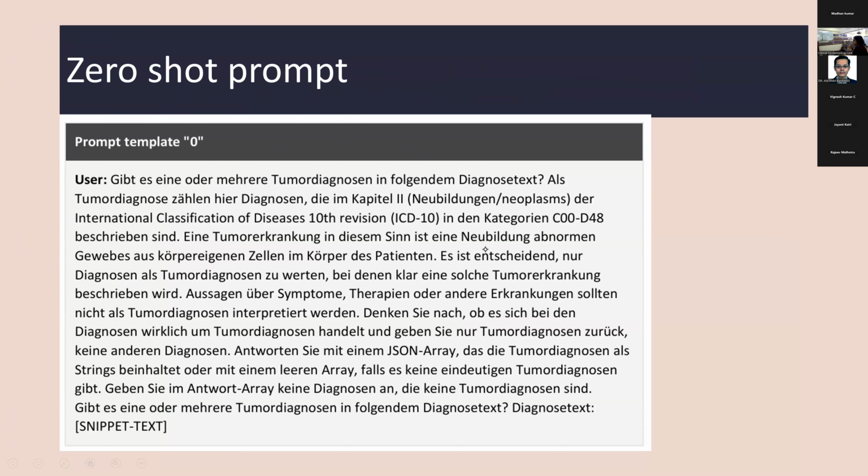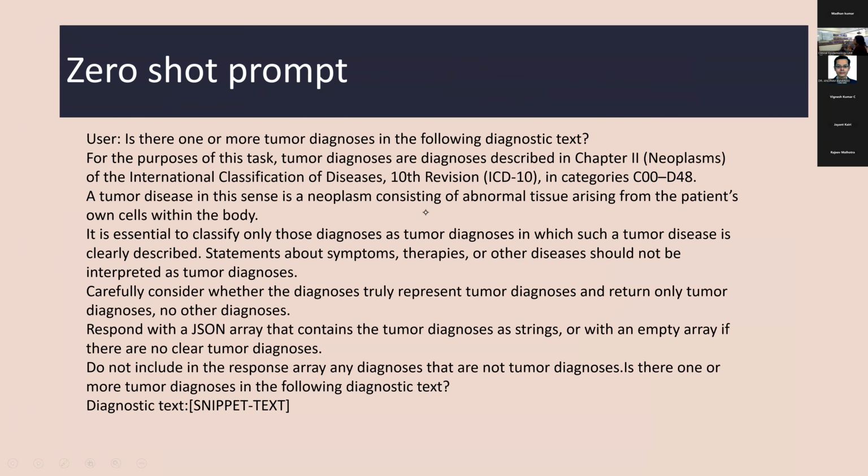This is in German. The loose translation is: is there one or more tumor diagnosis in the following diagnostic texts? For the purpose of this task, tumor diagnoses are described in this chapter of ICD. A tumor disease in this sense is a neoplasm consisting of abnormal tissue arising from the patient's own cells within the body. It is essential to classify only those diagnoses as tumor diagnosis in which such a tumor disease is clearly described. Statements about symptoms, therapies, or other diseases should not be interpreted as tumor diagnosis, and carefully consider whether the diagnosis truly represents a tumor diagnosis and return only tumor diagnoses and no other diagnosis.